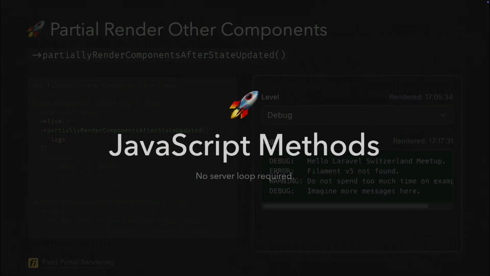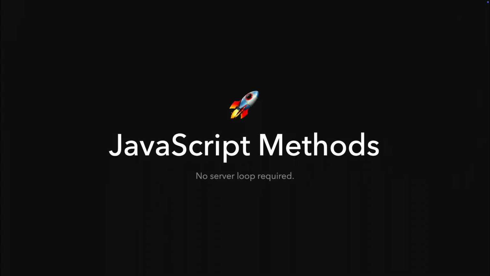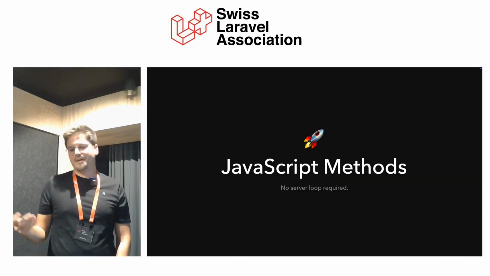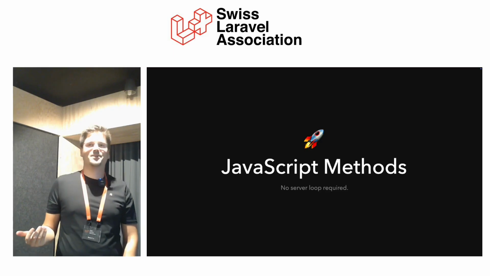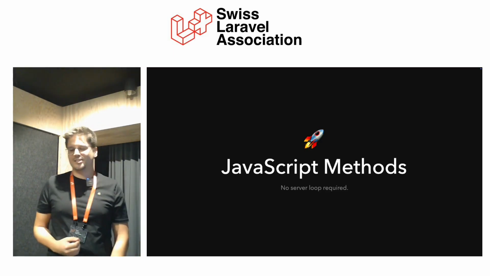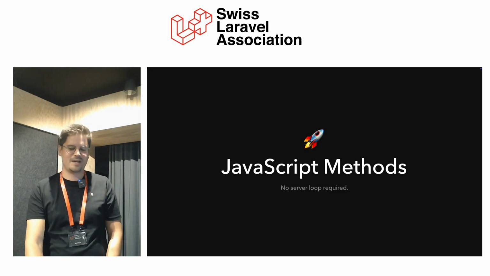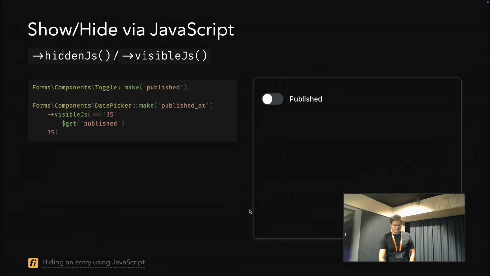But we also give you new JavaScript methods, so you can do things in the browser directly. We might be using Livewire because we don't have to write JavaScript anymore, but sometimes a simple one-liner is okay to write, I think. So, for example, now we have the hidden JS and visible JS methods to show or hide something directly via JavaScript. So you don't have to do the server loop anymore.